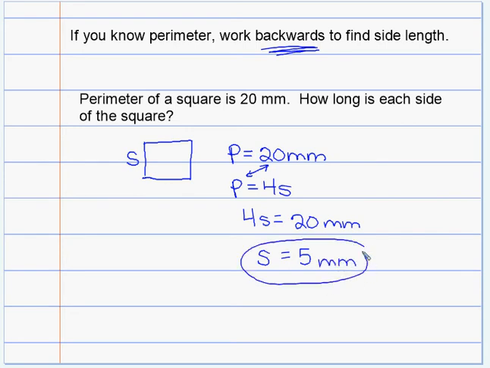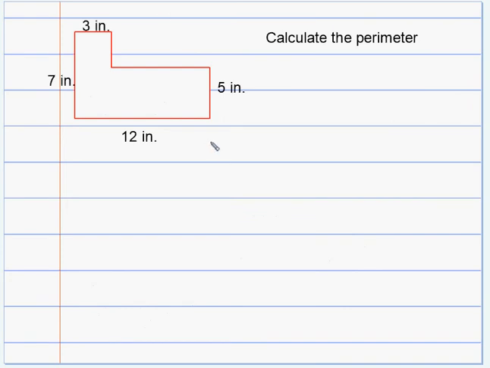Now, what I can do is check. I can go over here and say, if perimeter equals 4 times S, and my side length is 5, is 4 times 5 — P equals 20 millimeters? Well, that's what they said it was to start with, so I know I'm right. So you can do that. Check your work. It's a good habit to get into.